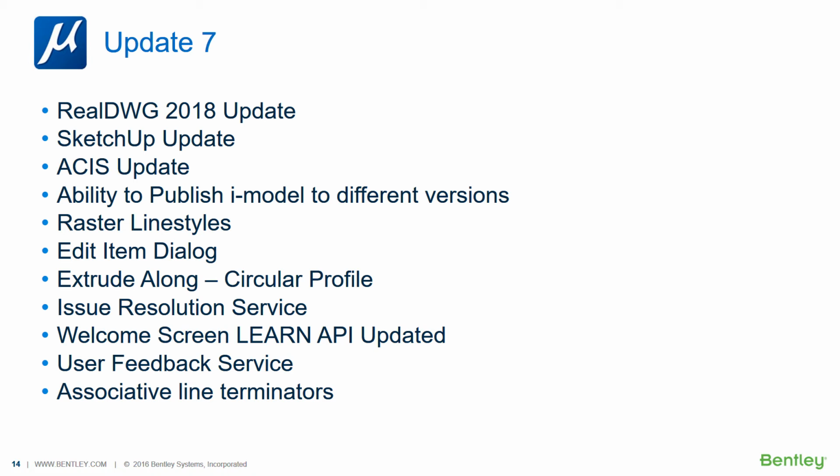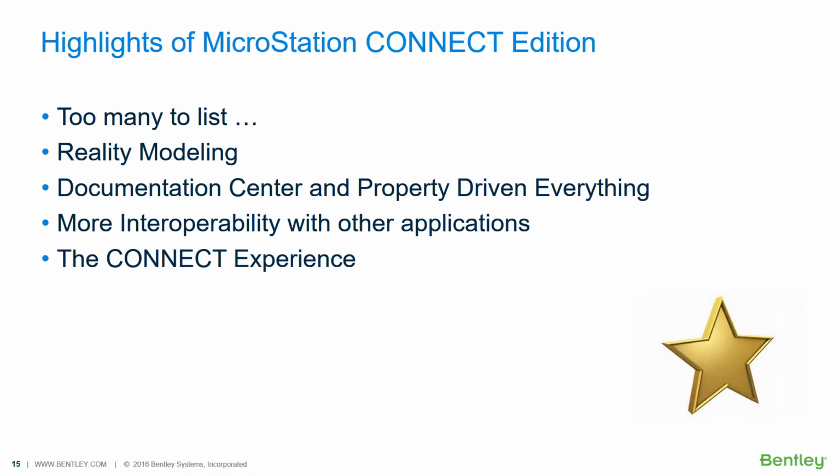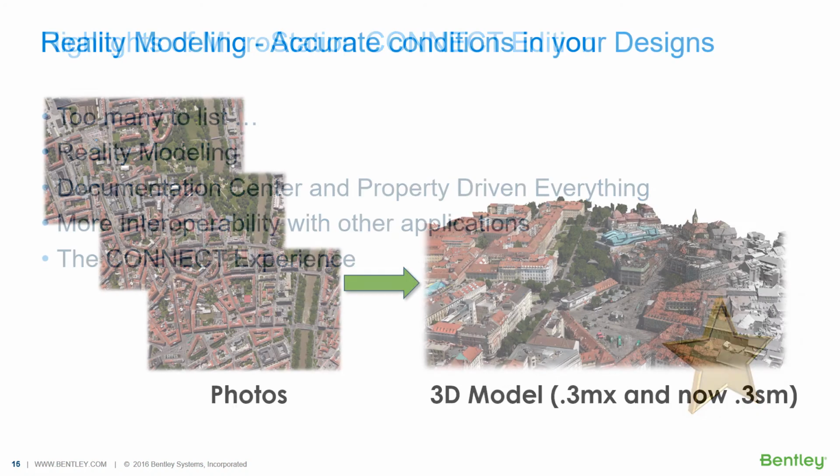All right. Let's take a look at some of the highlights that we've basically gone over here. There's a lot of things that we've done. I want to emphasize the things like reality modeling, documentation center, basically property-driven everything, and more interoperability, and in general, just the Connect experience. So let's take a closer look at some of these things.